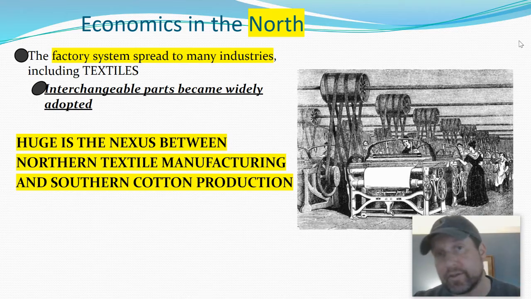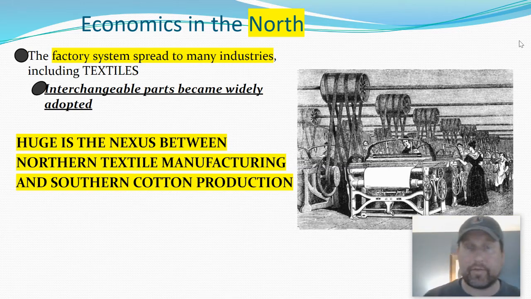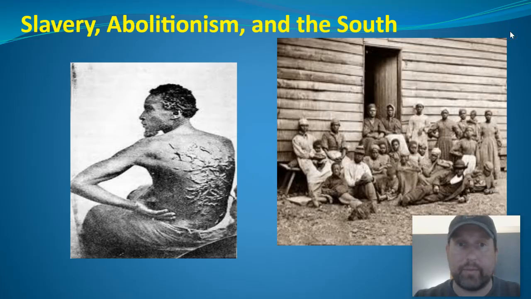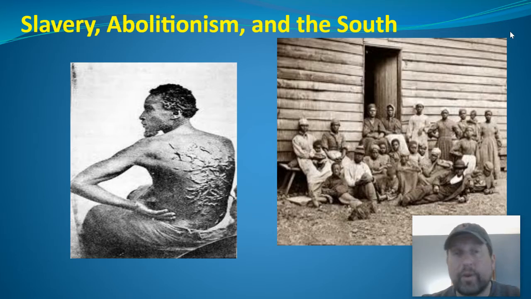And so the nexus, the connection, between the economy in the North and the economy in the South is huge, and it's tied around textiles, which is tied around cotton, which is tied around slave labor. And that is going to bring up this notion of what is sometimes referred to as the peculiar institution, the dark chapter, the great moral question about slavery.